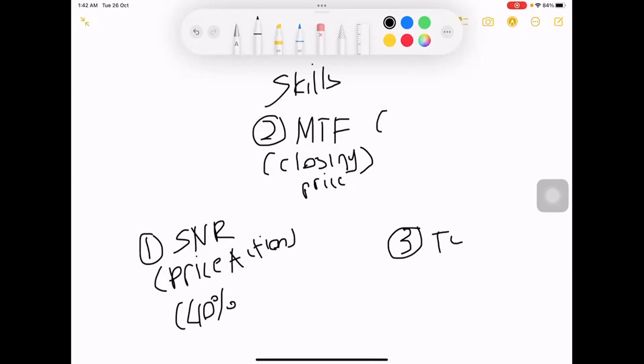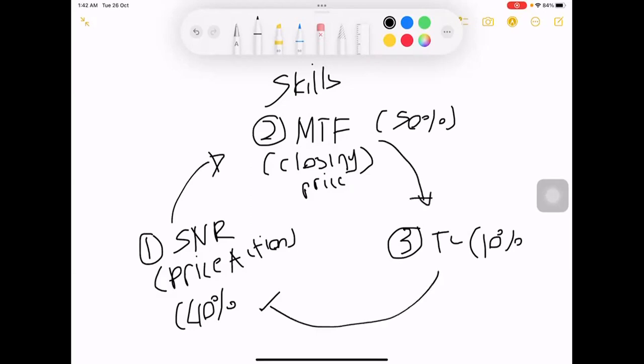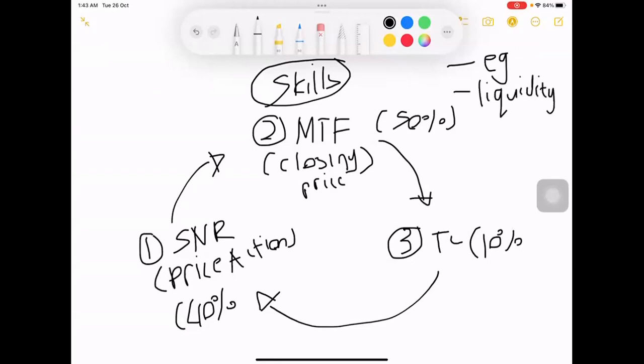Very difficult, right? 50%. And this one only 10%. So this is our skills or method. So we don't use Engulf or liquidity. So we only use SNR, multi-time frame, and trend line.